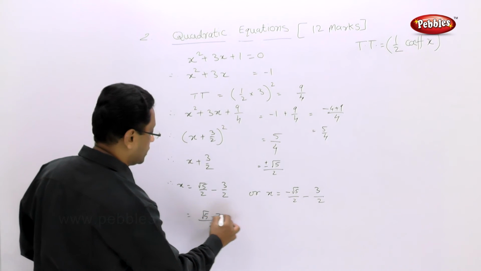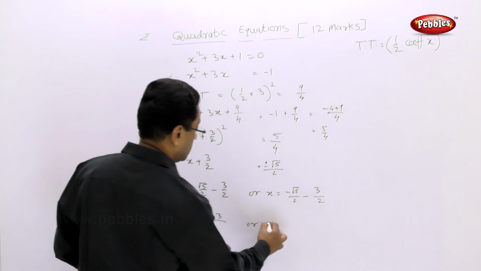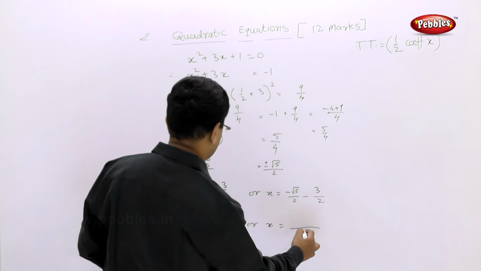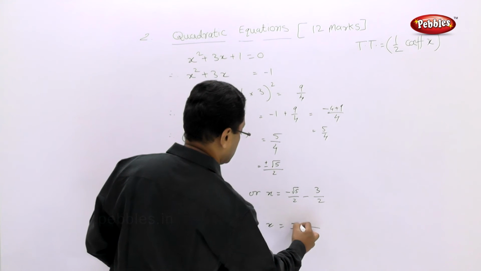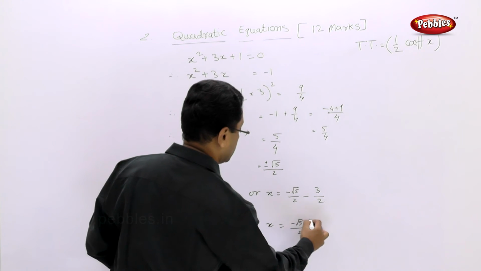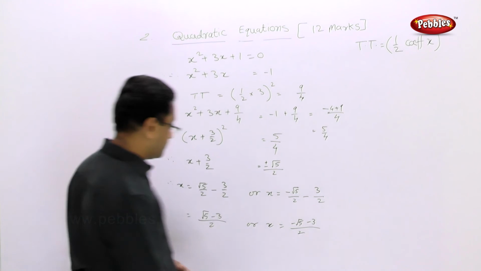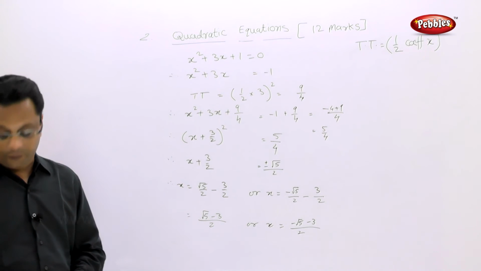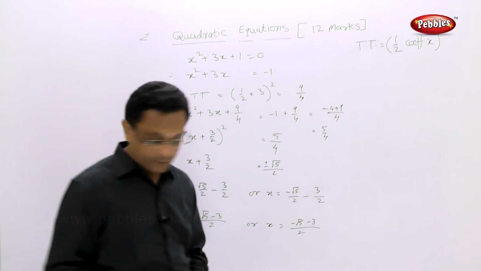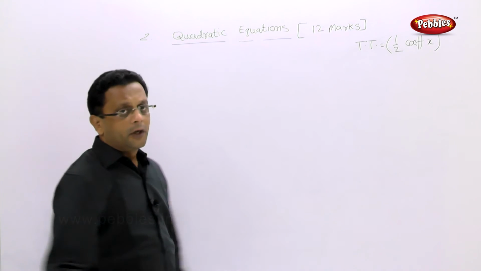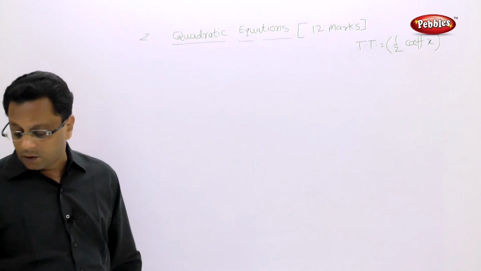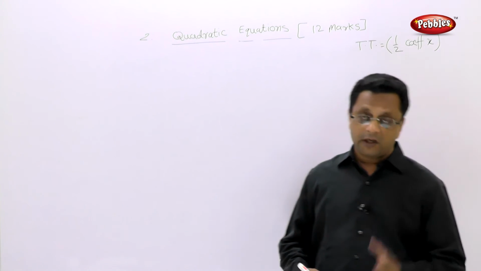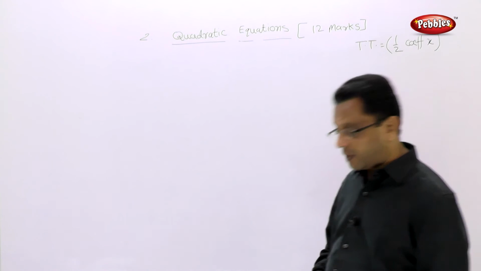root 5 minus 3, or x equal to minus root 5 minus 3. These two are the roots of our quadratic equation. Now here you are getting the addition or subtraction of fractions. Okay, be careful while doing the addition and subtraction of fractions.